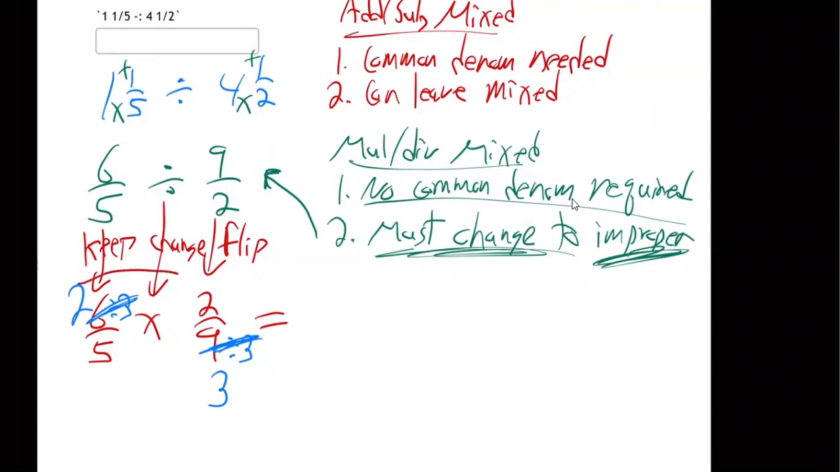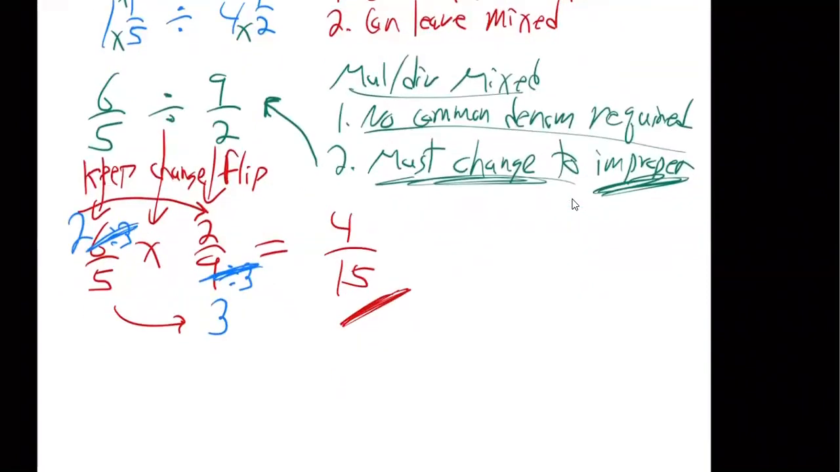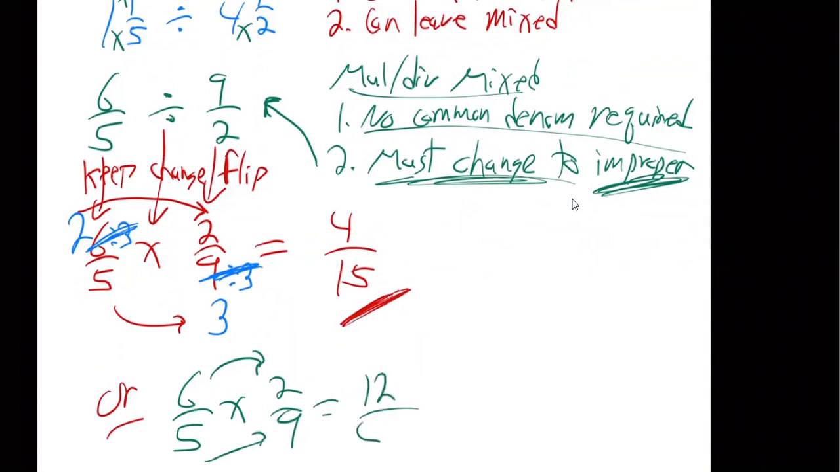2 times 2 is 4. 5 times 3 is 15. Done. We've got it. Or the other way you could have gone is, with 6/5 times 2/9, you just could have gone straight. 6 times 2, 5 times 9, you get 12/45.